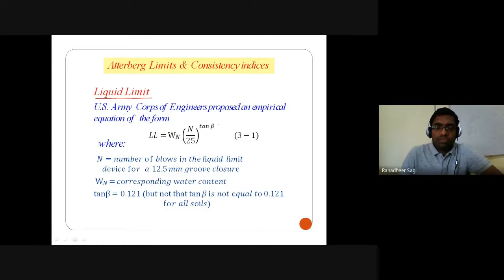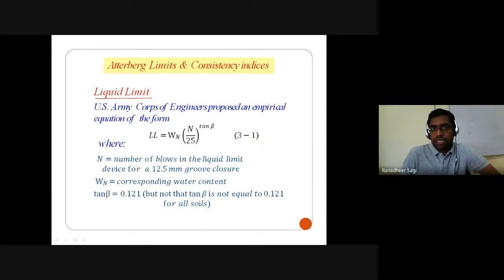The expression for determining the liquid limit is given as Wn, the water content existing in that particular soil, into N by 25, where N indicates the number of blows, and 25 is the standard number of blows, all to the power tan beta. This is a coefficient, and the tan beta value is approximately considered as 0.121.